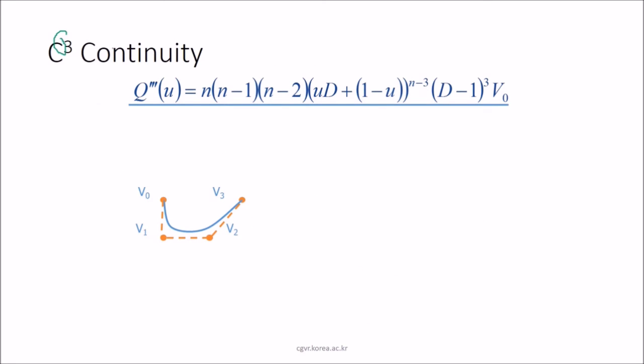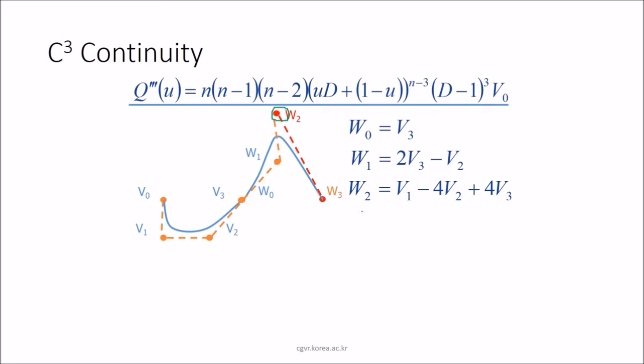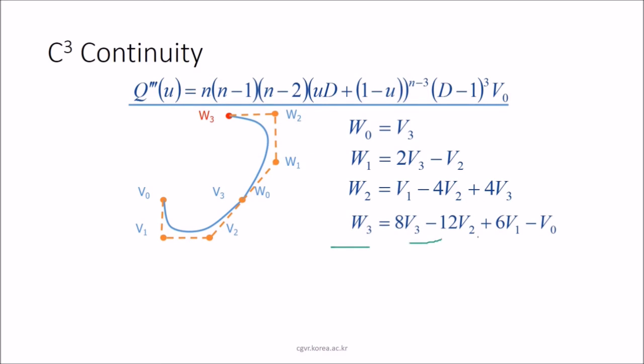Now coming to third order continuity, C3 continuity. This will become again replacing the same sequence. See, this is v0 to v3. Now we have w0, w1, w2, w3. And now we have w0 as this, w1 is this, w2 is also in terms of the v's. w3 would be given in terms of v3, v2, v1 and v0.